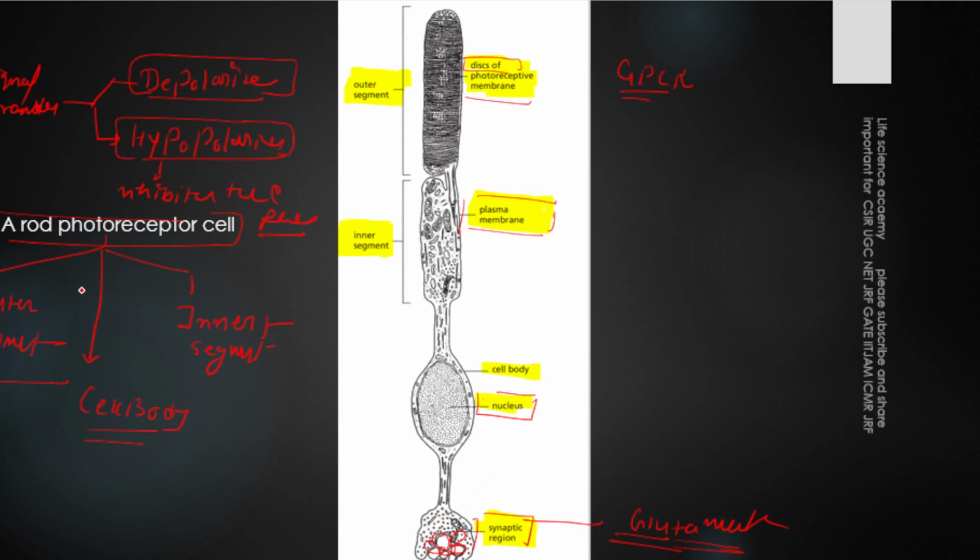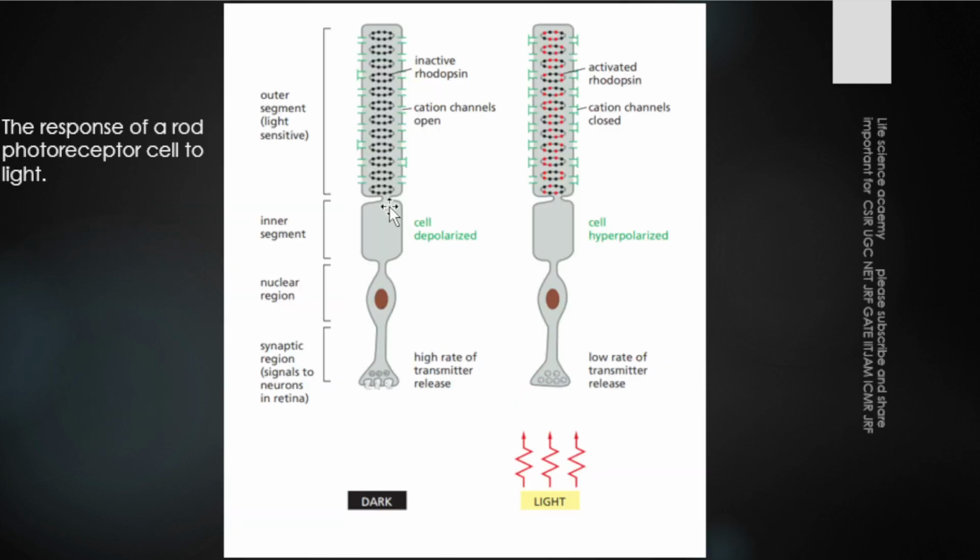So this is the overview behind photoreceptor induction via GPCR signaling. If we're talking about its structure, as you all know, friends, there is an outer segment which is light sensitive. In the outer segment, there is the presence of cation channels which are open in dark condition.